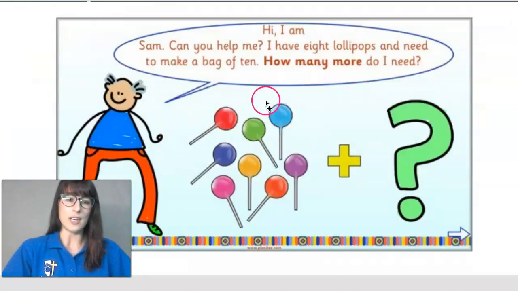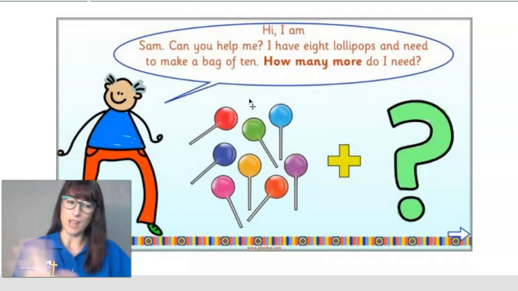For example, if you look here, I have Sam who needs help. He has 8 lollipops and he needs to make a bag of 10. Well, how many more do I need? Do you see the question, how many more? How many more do I need? I'm not saying how many more than, I'm saying how many more, just how many more? How many more do I need to get to 10?